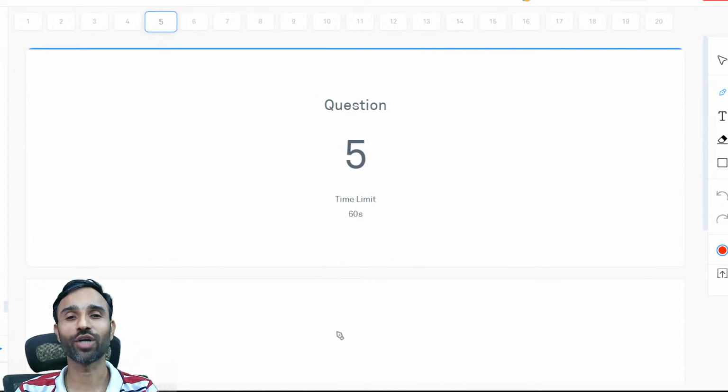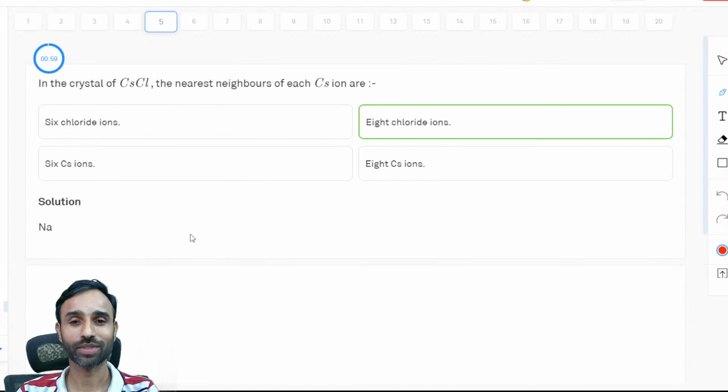Next question on your screen. In a crystal of cesium chloride, the nearest neighbors of each cesium ion are.